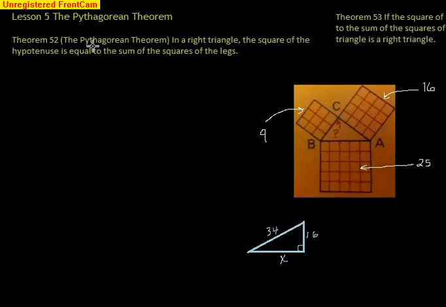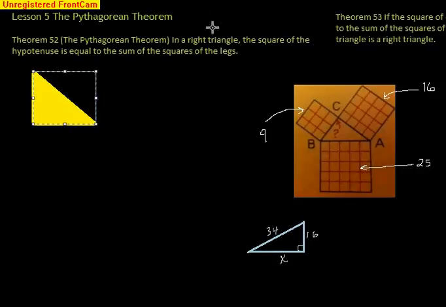Theorem 52 is the Pythagorean theorem that says in a right triangle, the square of the hypotenuse is equal to the sum of the squares of the legs. And all that's saying is if you have a right triangle, let me draw us a right triangle here. Here's our right triangle. And if this is the right angle right there, obviously, this is a leg, and this is called your hypotenuse.